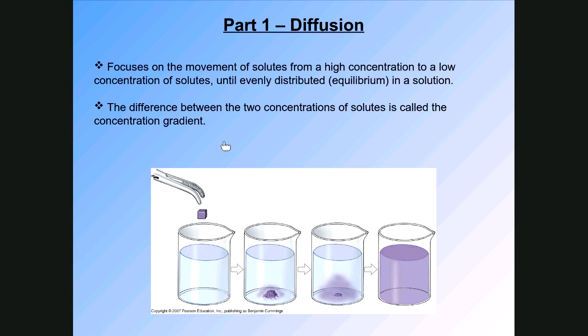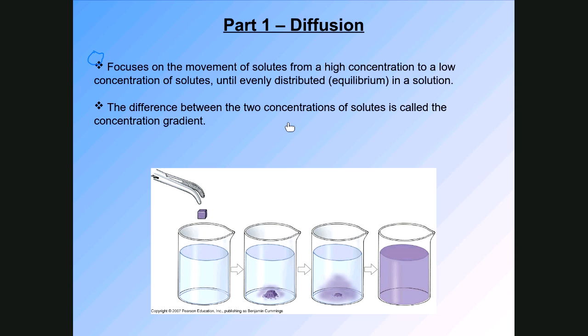Now, if you look here, what we focus on are passive processes of membrane transport for this lab. The main passive process for membrane transport is called diffusion. Make sure you know this definition I gave you here for diffusion. Diffusion focuses on the movement of solids from a high concentration to a low concentration of solids until evenly distributed in a solution. What do we mean by evenly distributed, equilibrium? This is the same example I gave you in lecture, so this is serving as a review.